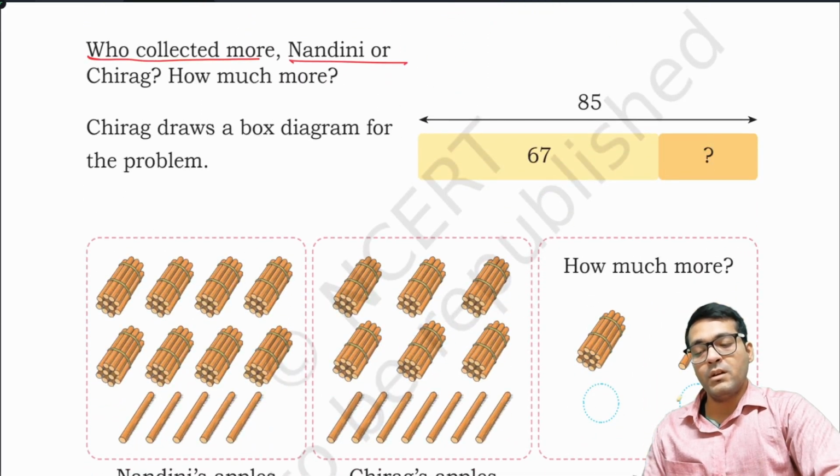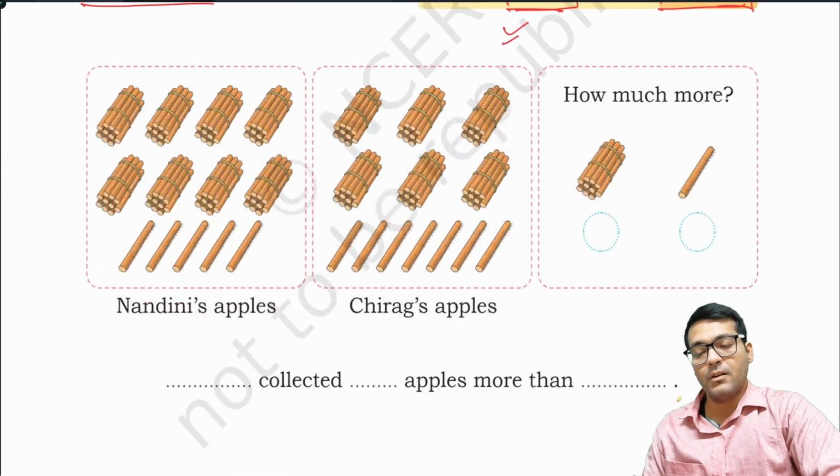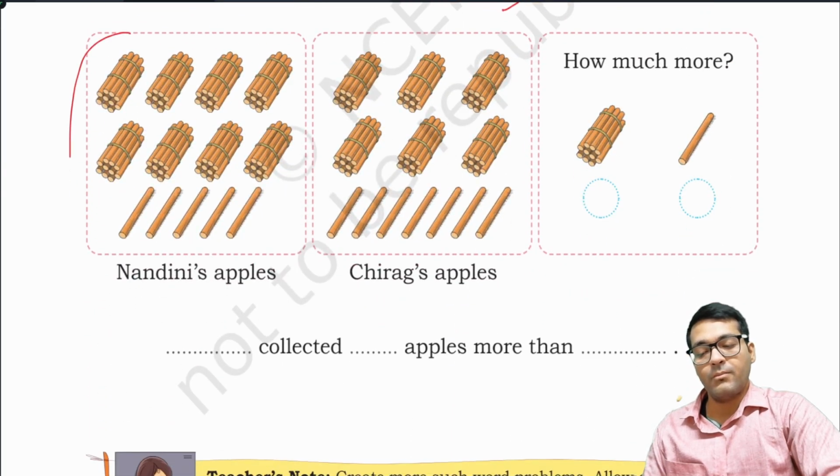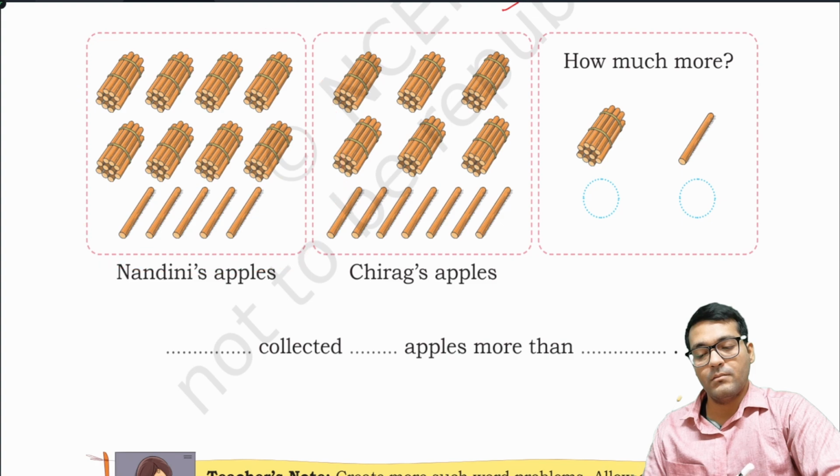Who collected more, Nandini or Chirag? How much more? Chirag draws a box diagram for the problem. Nandini is having 85 apples, but Chirag is having less, that is 67. Then how much less? Let's count. Here 85 of Nandini's and Chirag's 67. Let's subtract it.